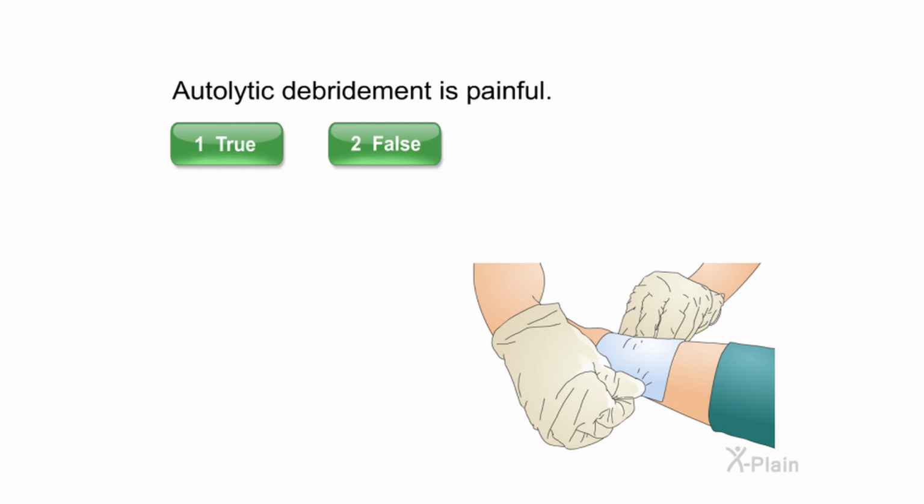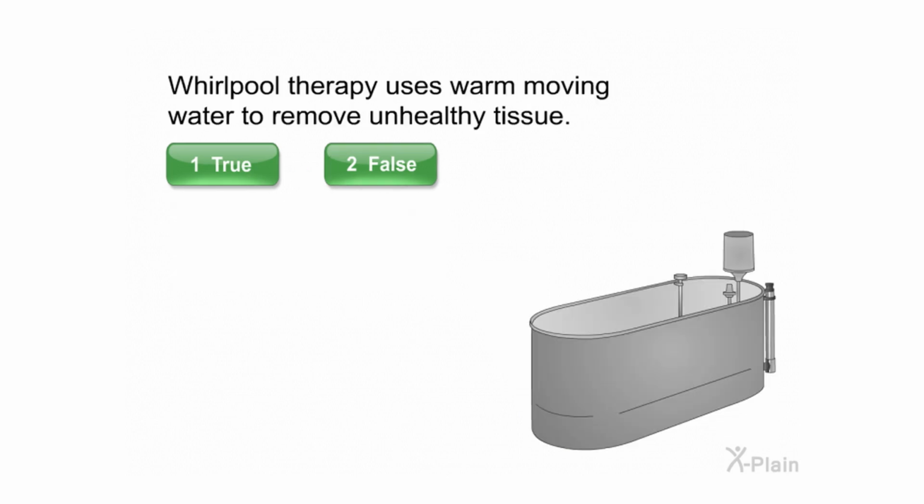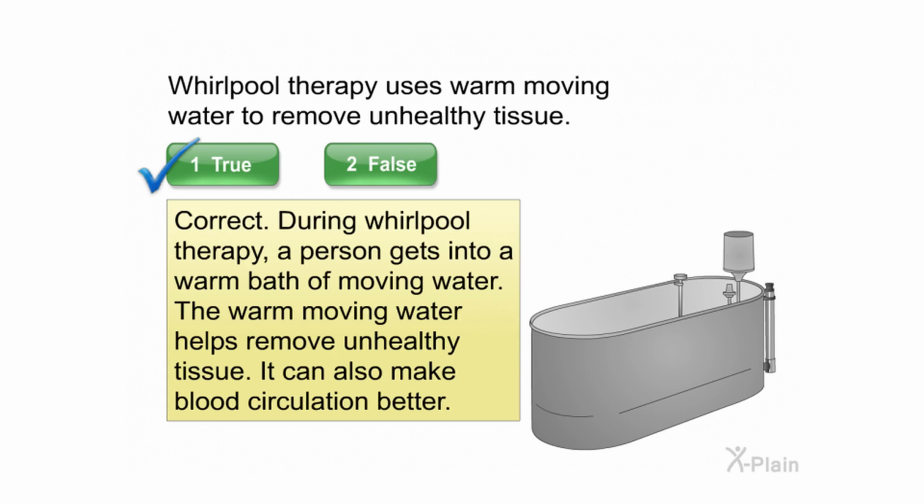Autolytic debridement is painful. Select true or false. Correct. Autolytic debridement is generally not painful. Whirlpool therapy uses warm moving water to remove unhealthy tissue. Select true or false. Correct. During whirlpool therapy, a person gets into a warm bath of moving water. The warm moving water helps remove unhealthy tissue. It can also make blood circulation better.